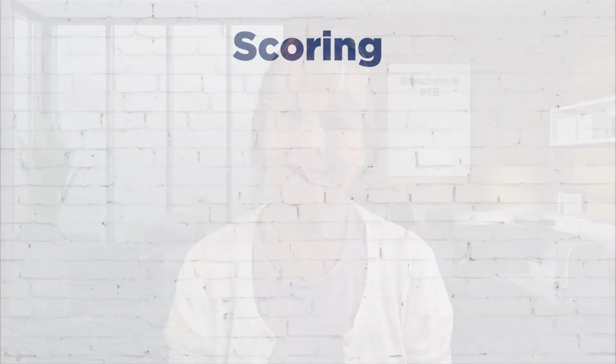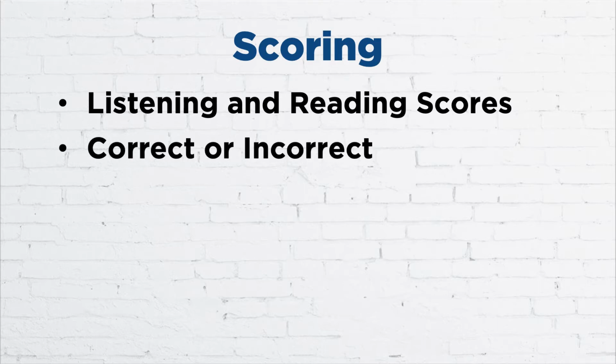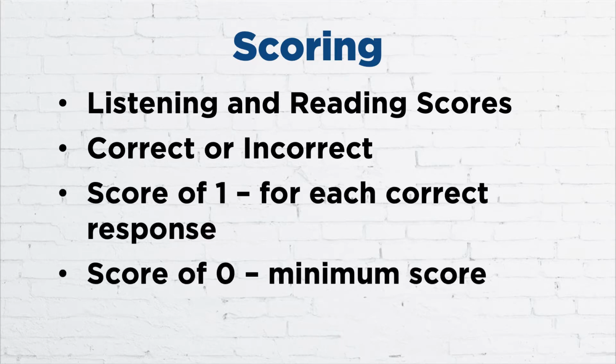Okay, now let's see how these questions are scored. This question's scoring is integrated since it counts toward both your listening and reading scores. Other than that, the scoring is quite simple. Your answer is either correct or incorrect. You get a score of 1 for each correct response and a score of 0 for an incorrect response. So if you choose something incorrectly, you won't be given a negative score or lose a point. This is something to keep in mind.